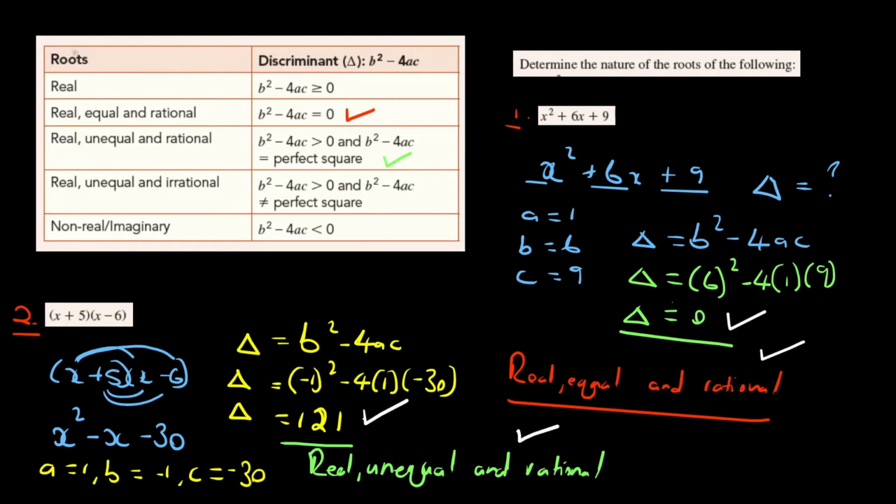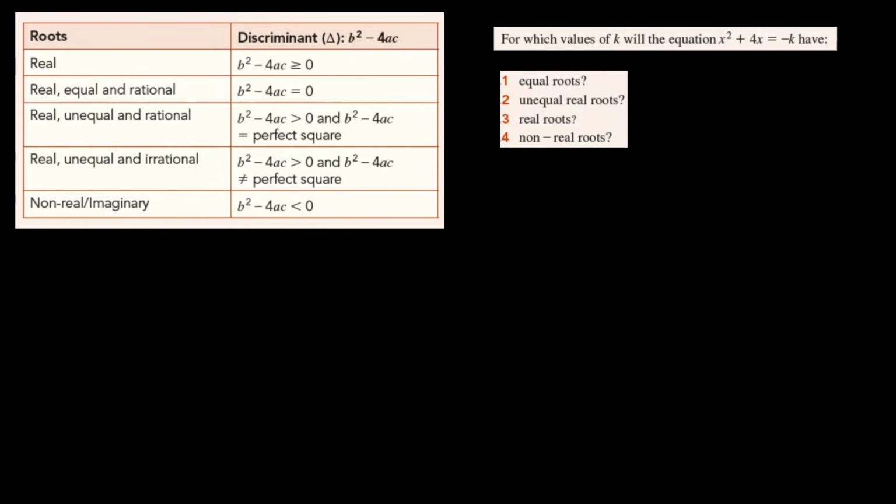So let's try and move on to the next set of exercises and see how we can also further build our knowledge on nature of roots. So in this case, we're given the question where we ask for which values of k will the equation x squared plus 4x is equal to negative k have. First question we asked is equal roots. The second question, unequal and real roots. Third question, real roots. Fourth question, non-real roots.